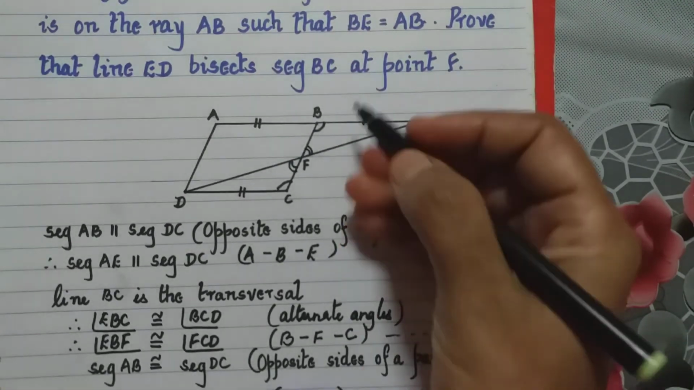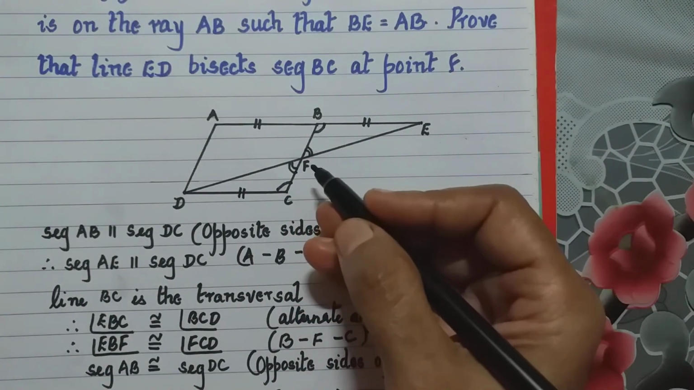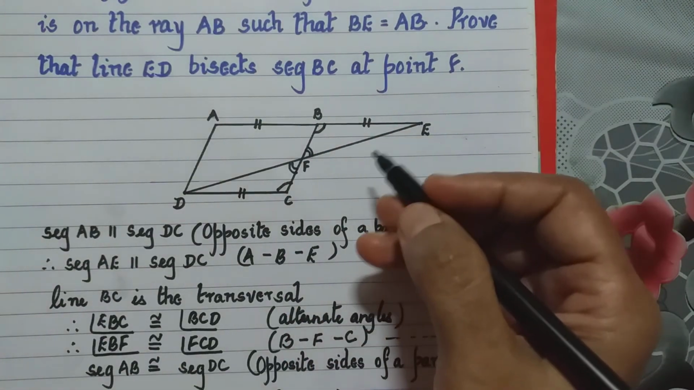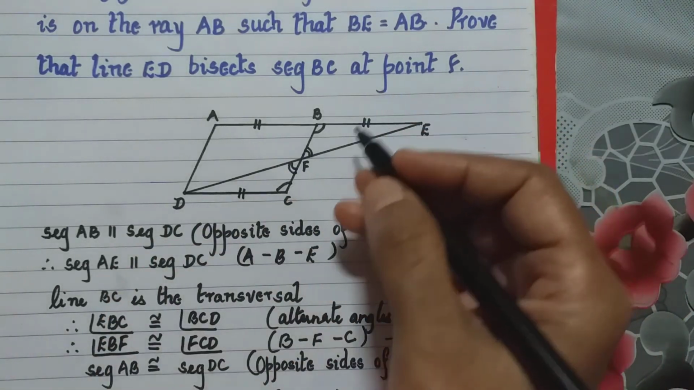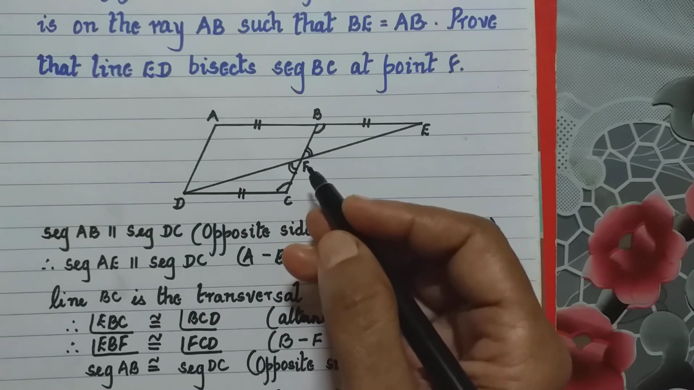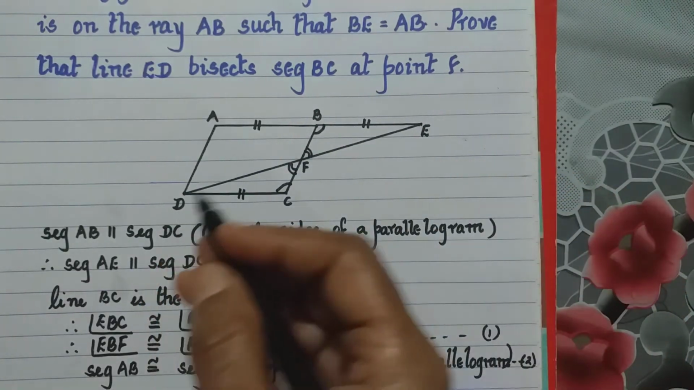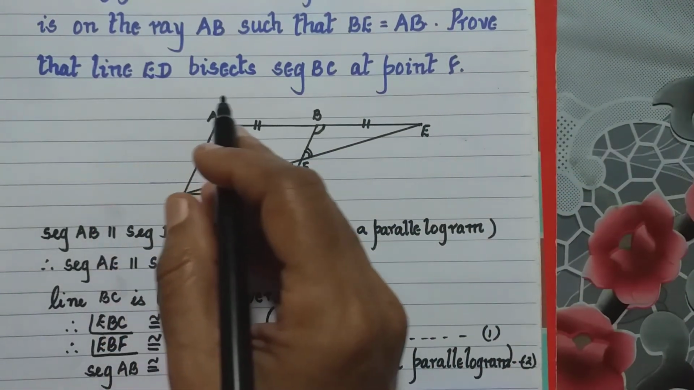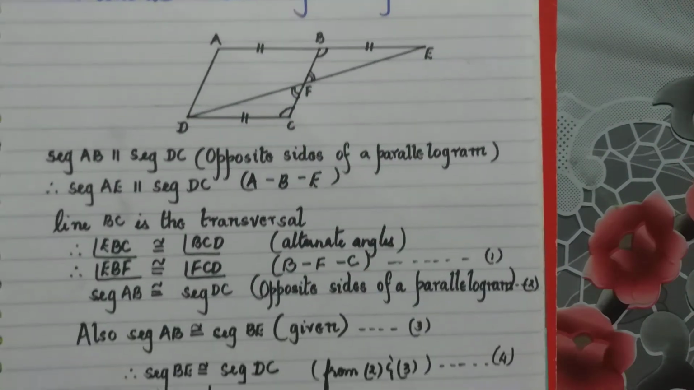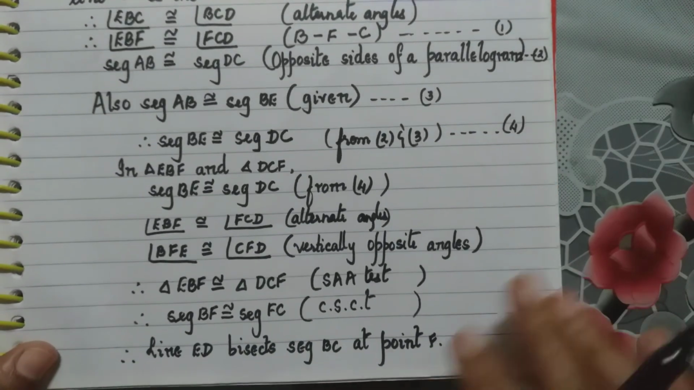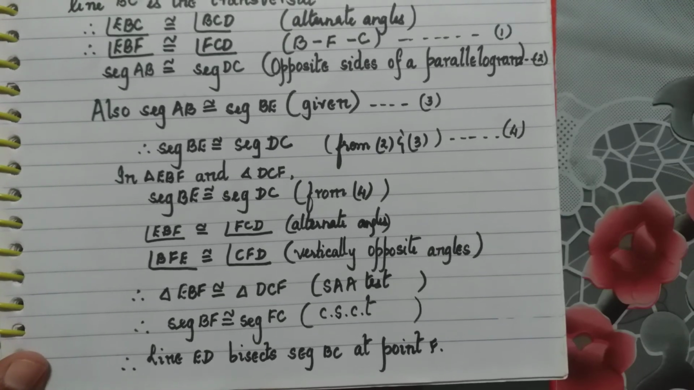So, if I am saying segment BF is congruent to segment FC, F becomes the midpoint of BC, right? And this line ED, which is running through BC and has a point F on it, becomes the line which bisects BC. That is, it is dividing it into two equal parts. So, now can we write line ED bisects segment BC at point F. So, I have written the last statement. Therefore, line ED bisects segment BC at point F.